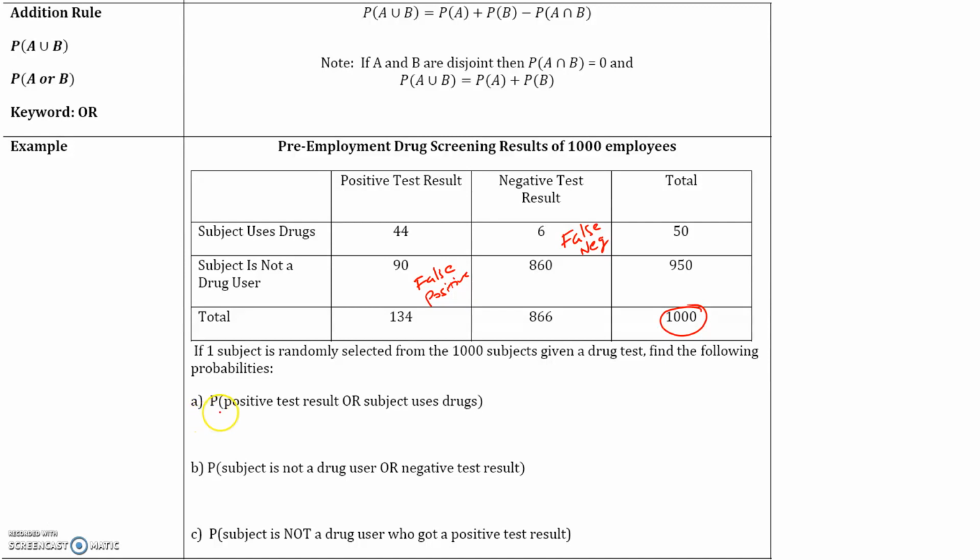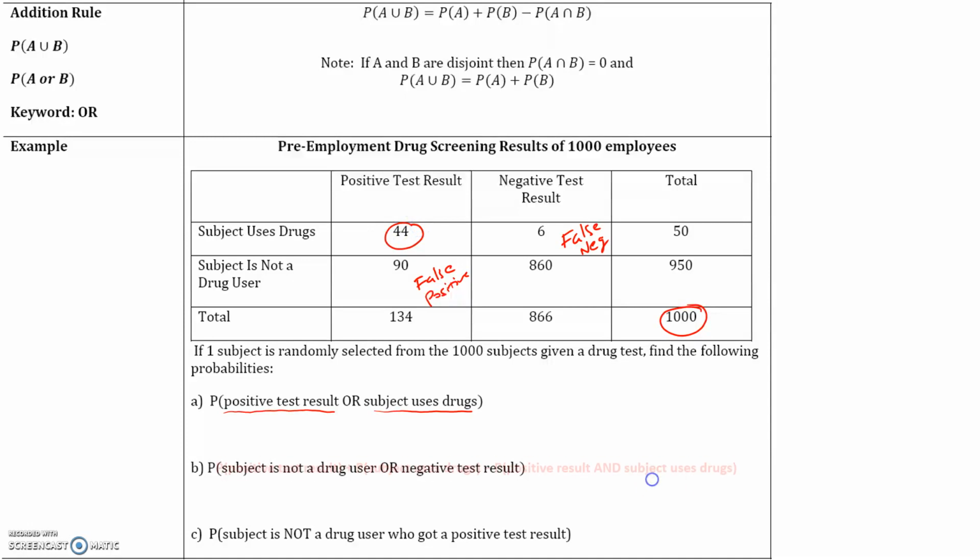In part A, we want the probability that the one subject that we select randomly got a positive test result or the subject uses drugs. So let's think about what that means. The subject could be someone who either gets a positive test result, so they could be in this column, okay? They could either get a positive test result or they use drugs. So we want the subjects that either got a positive test result or use drugs. So the subjects from this column, the first column, and the first row. Now the problem is this 44 is overlapping.